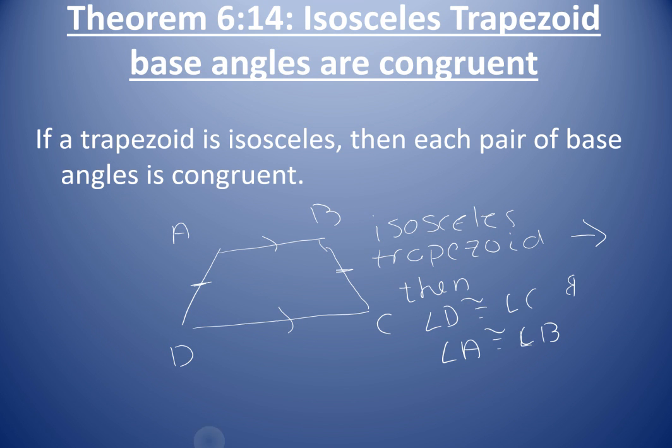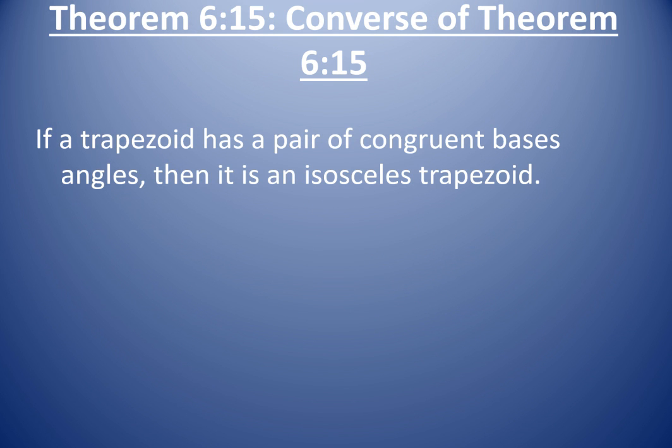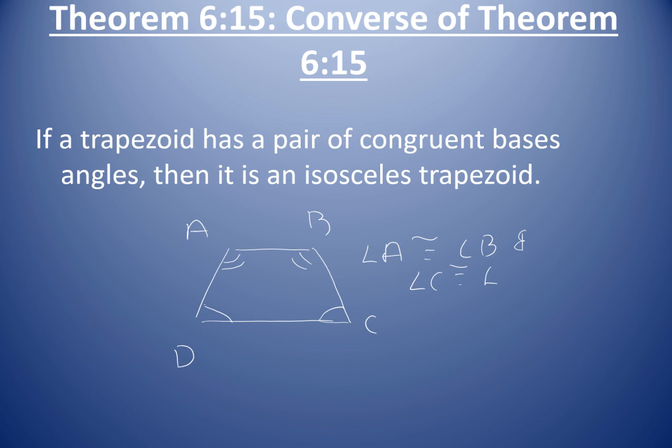Alright, the next theorem is basically a converse of that. It already says that the base angles are congruent. So it says if angle A is congruent to angle B and angle C is congruent to angle D, then ABCD is an I-trap.